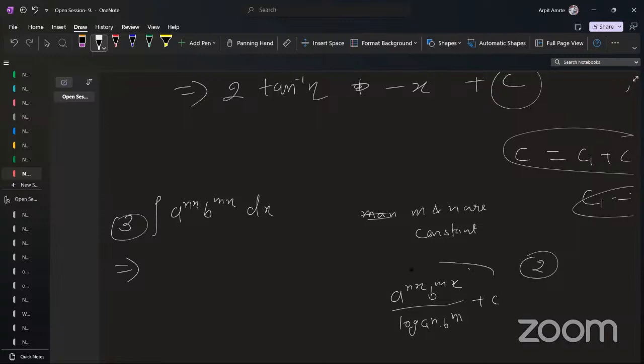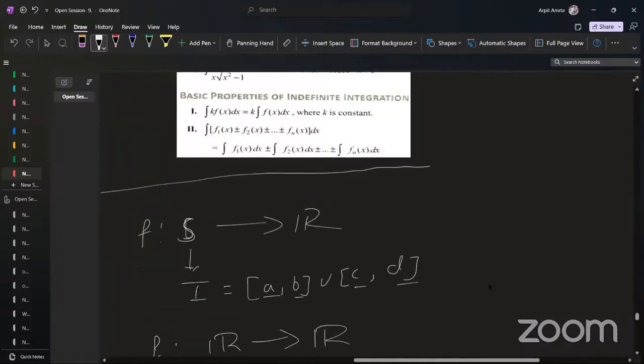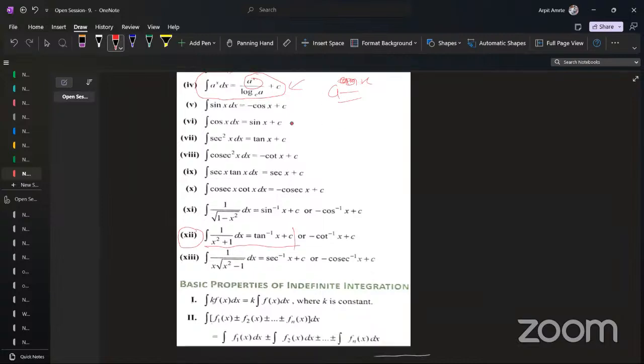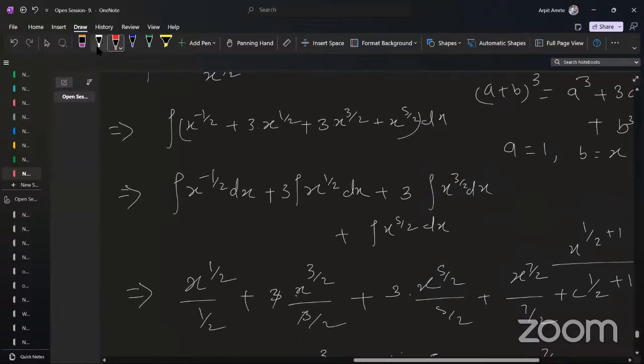Which formula will we use? Integral of a to the power x, the fourth one. We have this formula, right? If we have something like a raised to the power mx or nx, we can use this formula. Or a raised to the power x kind of thing, we can use this formula. How we will use it here, we will see.